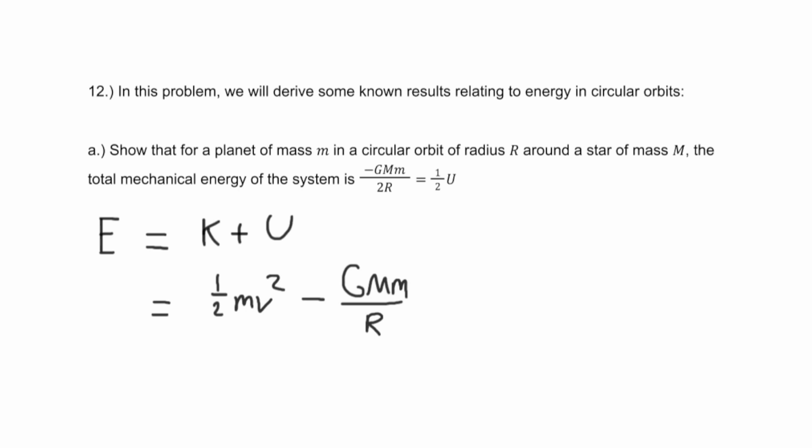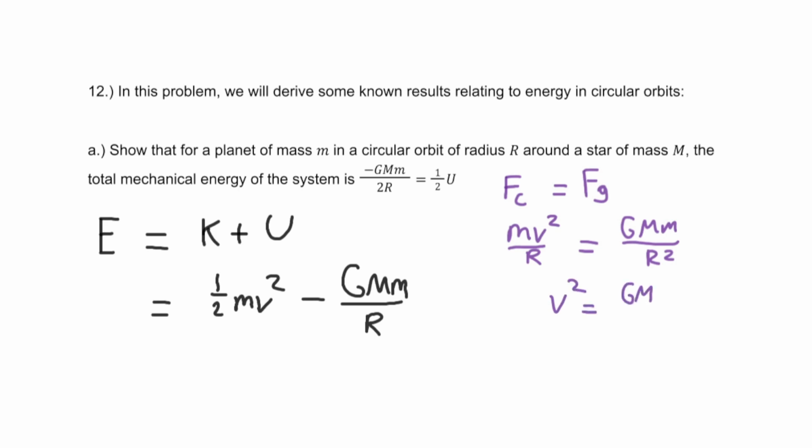And that is not in the form that we wanted, so we'll have to remove this v. If we recall, we are given the fact that it is a circular orbit, which means we're allowed to use circular motion ideas. We also know that the centripetal force is being supplied by the gravitational force to keep it in orbit. So mv squared over r for the planet has to be equal to GMm over r squared. And that tells us that v squared is equal to GM divided by r.